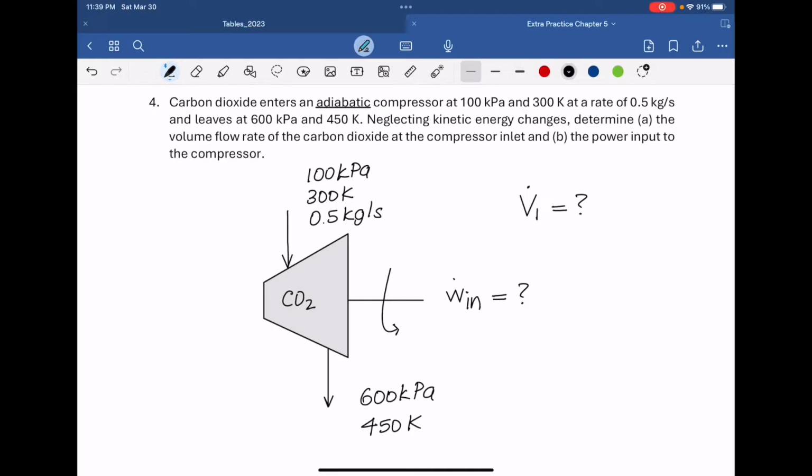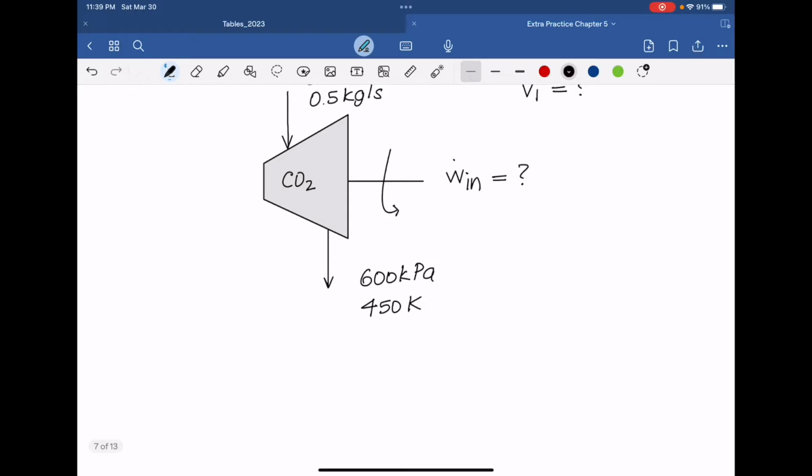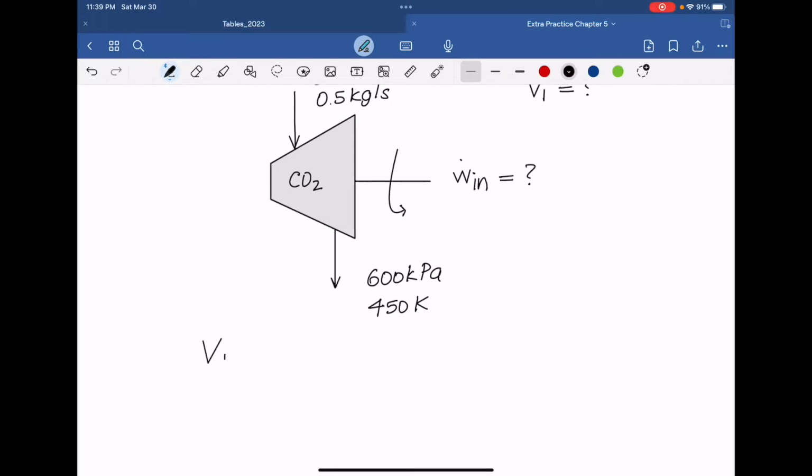So power, if they're asking for a power, one way that comes to my mind is to write the energy balance. If they're asking for the volumetric flow rate, we might be able to find it from specific volume and mass flow rate. Since they didn't give us any area and velocity, we cannot use those equations here. So if we look at it, how we can find the volumetric flow rate at the inlet, we can utilize this formula. As we always do, we check it and we know mass flow rate is given. For specific volume, for ideal gas, we can use the ideal gas formula.